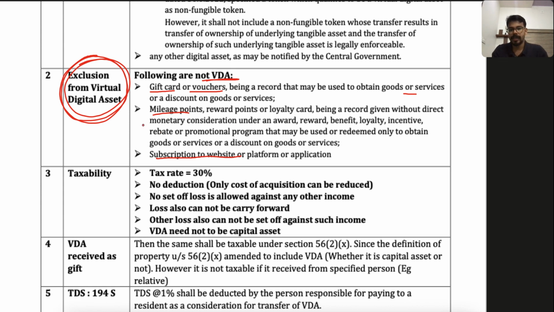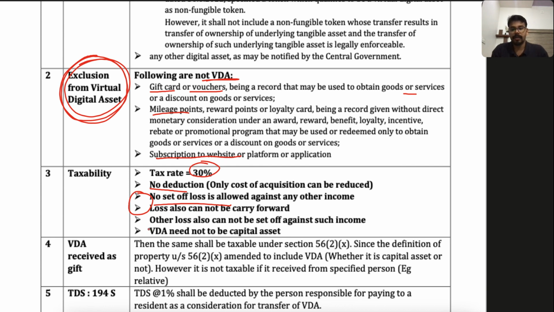Taxability: tax rate is 30%, no deduction. No expenses can be claimed, like commissions, whatever, you cannot claim. Only thing you can reduce is the cost of acquisition. No set off of loss is possible against that income, and the loss of that income cannot be set off with other income. No set off is possible in either way.